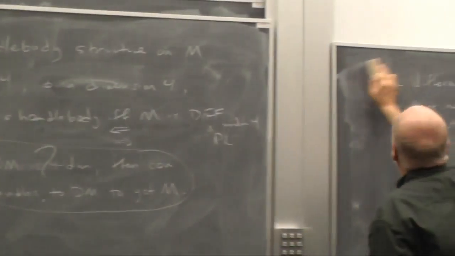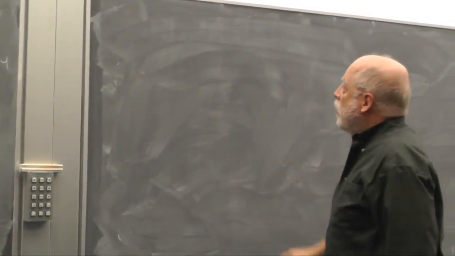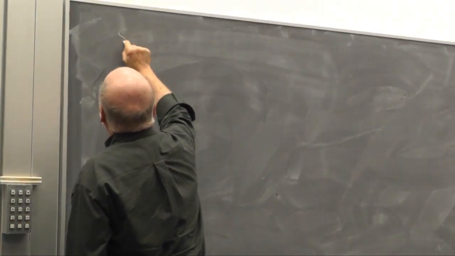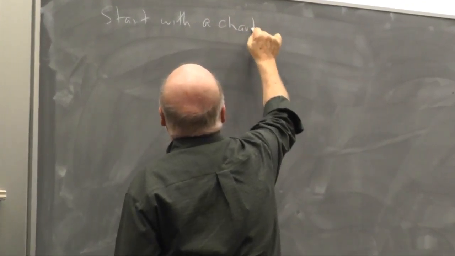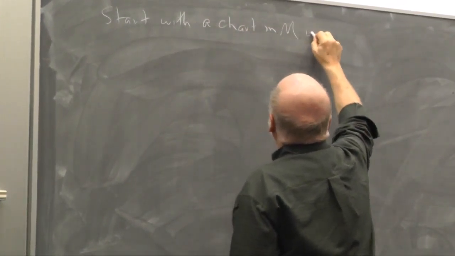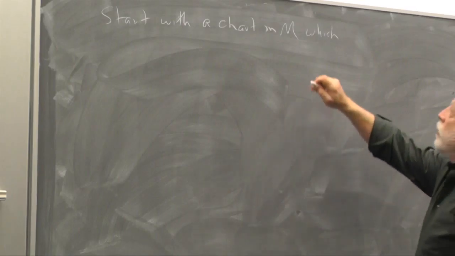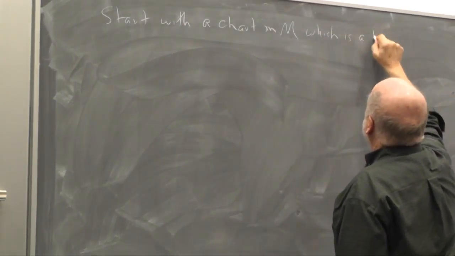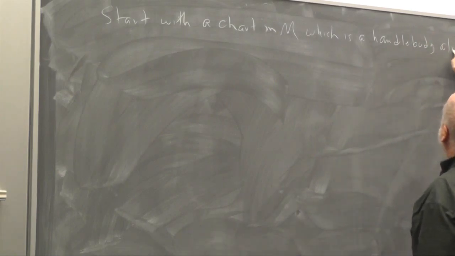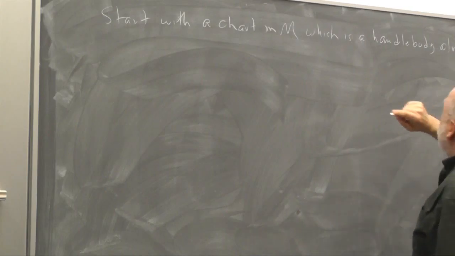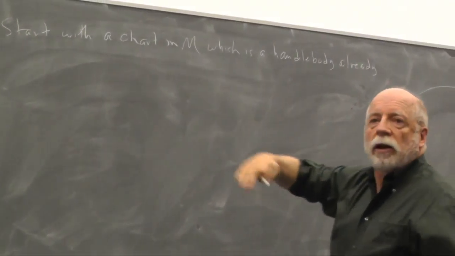So the way to do that is just what I mentioned last time. So you start off with a chart in M, which, because it's a chart, it's homeomorphic to R^n, which is a handle body already. So, I mean, it's an infinite handle body because it's R^n, or R^m. So take a large compact piece of it.